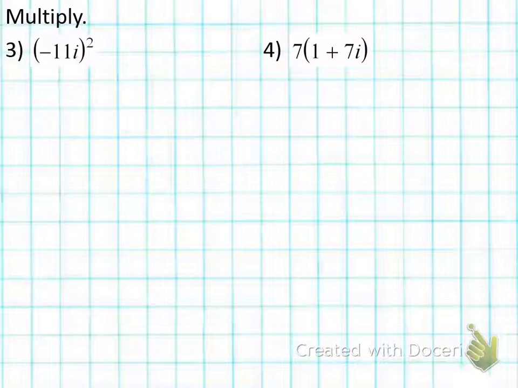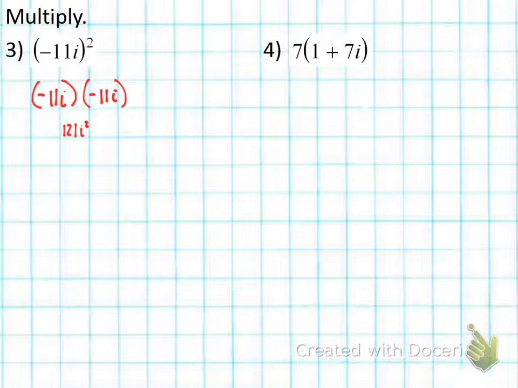Negative 11i squared. So remember, we have the squared terms on the outside, so this is really like saying negative 11i times negative 11i. Okay, ready, go. Number 3, we have negative 11 times negative 11 is positive 121. i times i is i squared. i squared is equal to what? Negative 1. So this is like saying 121 times negative 1, which is negative 121.